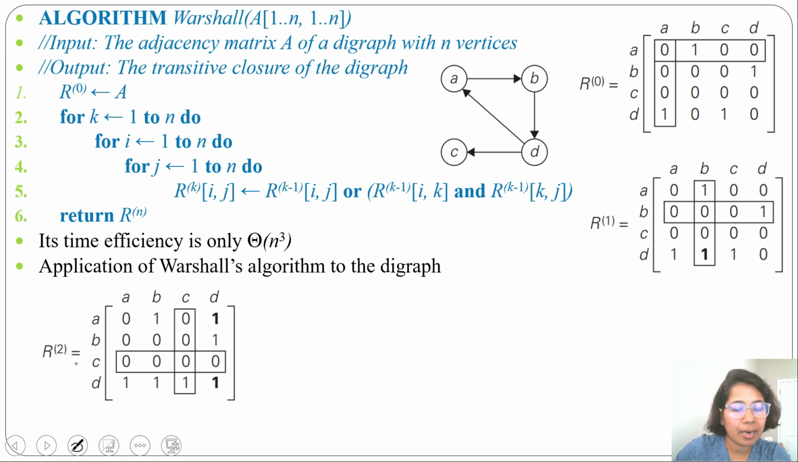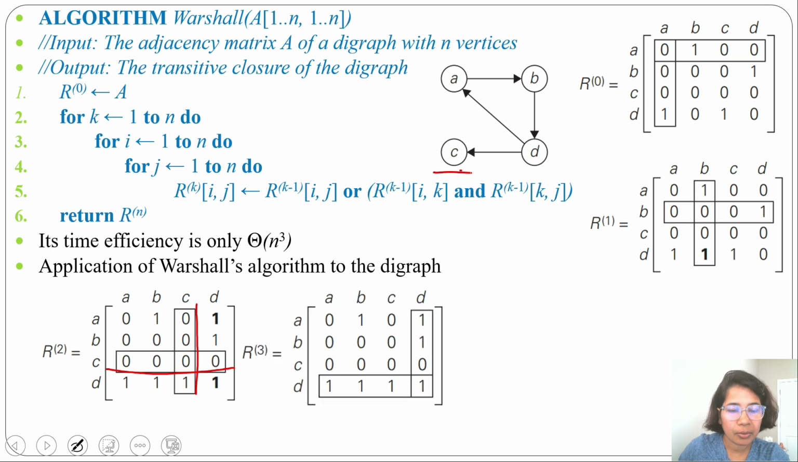Next we'll find R3. For that we'll mark the third row and third column. Is there any path via C? From C there are no outgoing edges. So no path exists via C. R3 will be the same as R2. No 0 will change to 1.